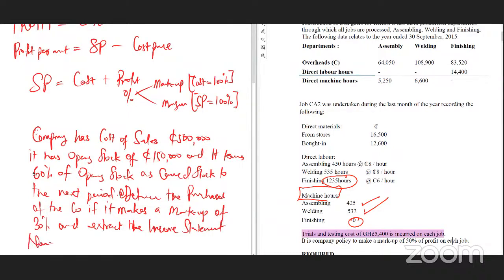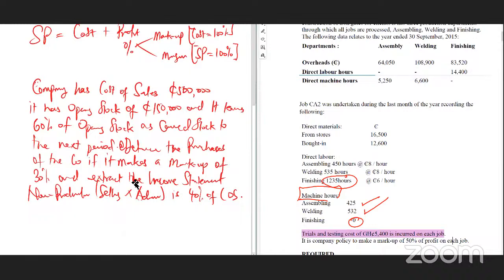Non-production costs, that is selling and admin, is 40% of cost of sales. Okay, just put this question down. I just want us to do real illustrations on markup and margin.